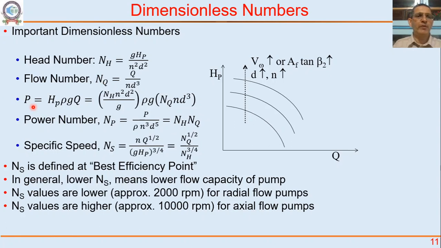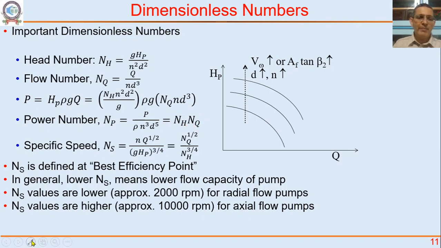And now you remember what is power? Power is H_P rho g Q. So H_P I can replace from N_H n square d square by g, and Q I can replace as N_Q n d cube. Now I can rearrange this. It will become n cube d raised to 5, and rho g will get cancelled out. So I can bring that on the other side. I can make a dimensionless power number N_P as P divided by rho n cube d raised to 5, and that's nothing but N_H multiplied by N_Q.